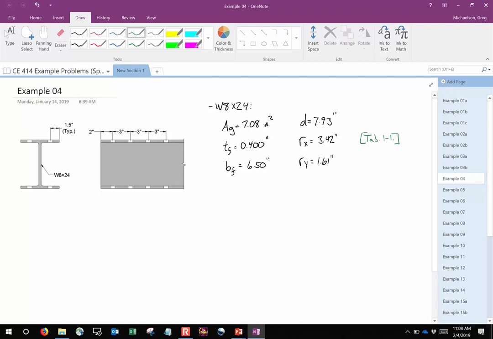And all these came from Table 1-1. Now, we're only going to need one of the r values because we're only going to use r minimum. But remember, for wide flanges, Ry is always the minimum. And I kind of wanted you to see that. When in doubt, just look them both up, okay?